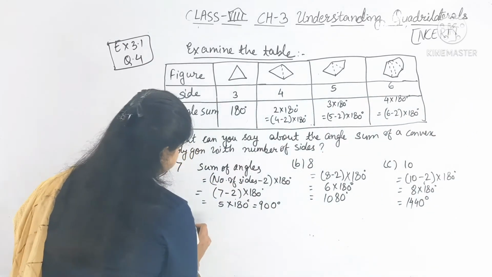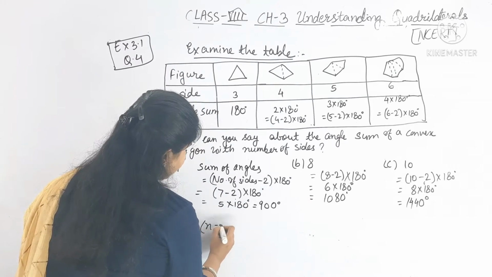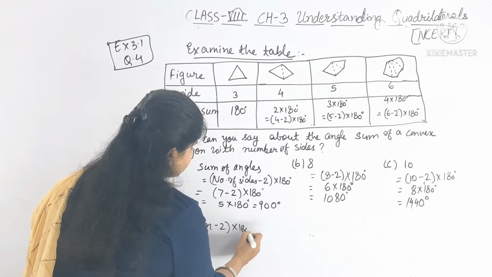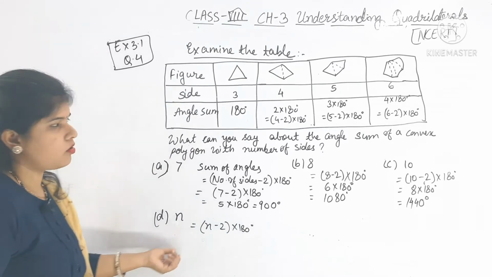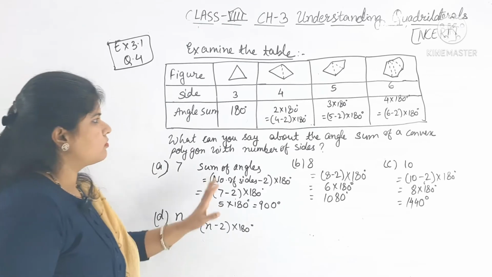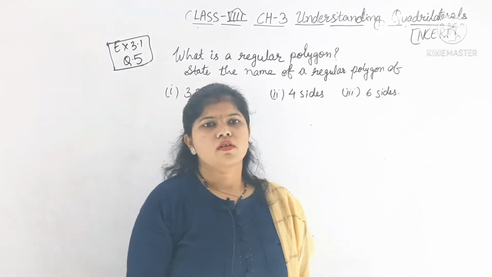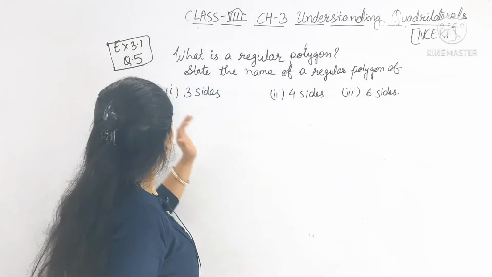For n, the number of sides is n. So (n minus 2) into 180 degrees is the answer for n sides. Okay, so this is the solution for question number 4. Okay, let's see question number 5.